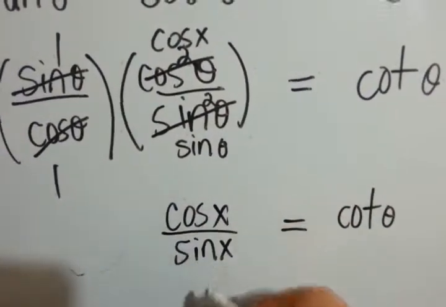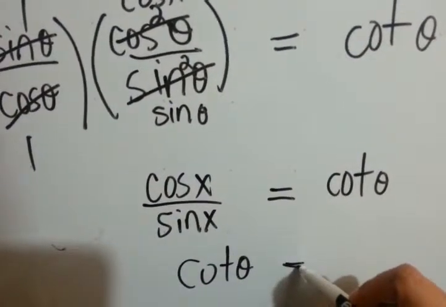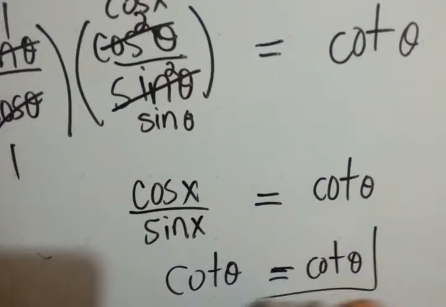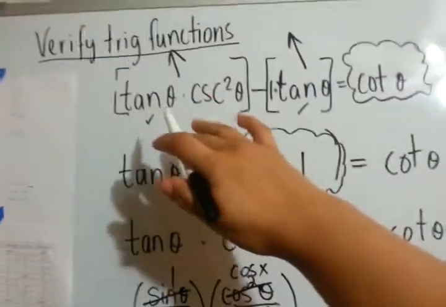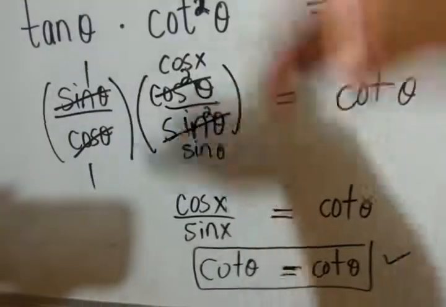And what is cosine over sine, if not cotangent theta? And that is equal to cotangent theta, students. You have just proven that this is equal to cotangent theta. Alright, watch the video again so that you can see the progression.